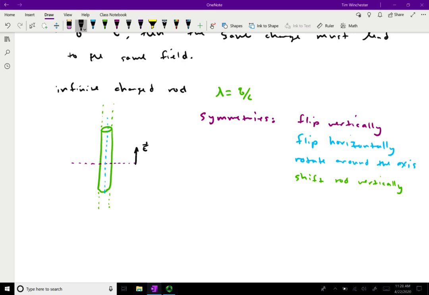Well, if I consider the symmetry where I flip the rod vertically, then it would end up with an electric field downward like this. Okay, and that would be different. So if I change the rod in some certain way and it ends up looking exactly the same, then when I change the electric field in that same way, it has to look the same. And we see that is not true. Okay, so what this tells me is that I can actually rule out there being any vertical component to the electric field.